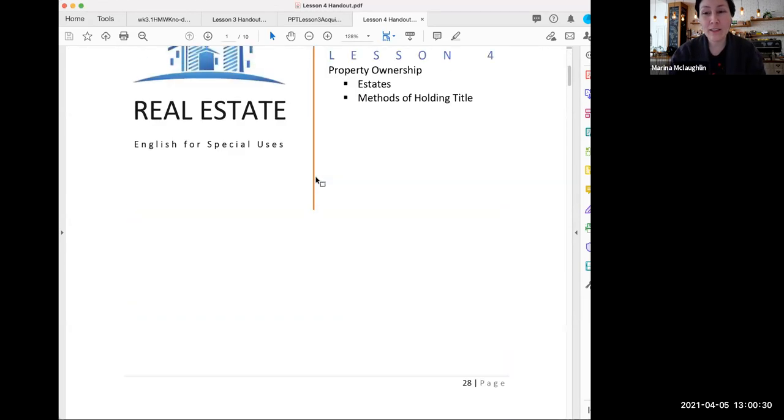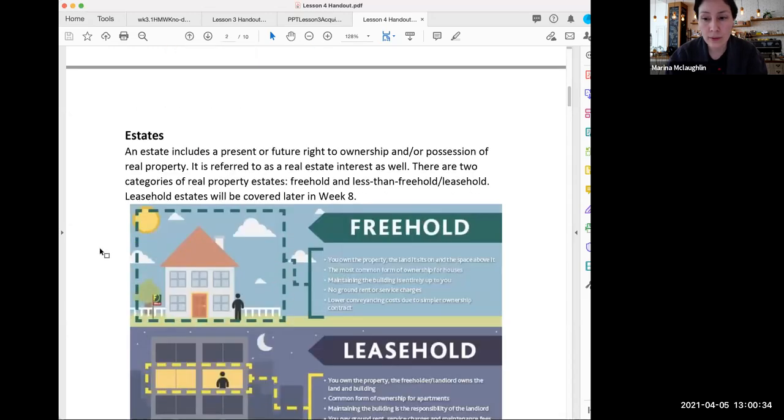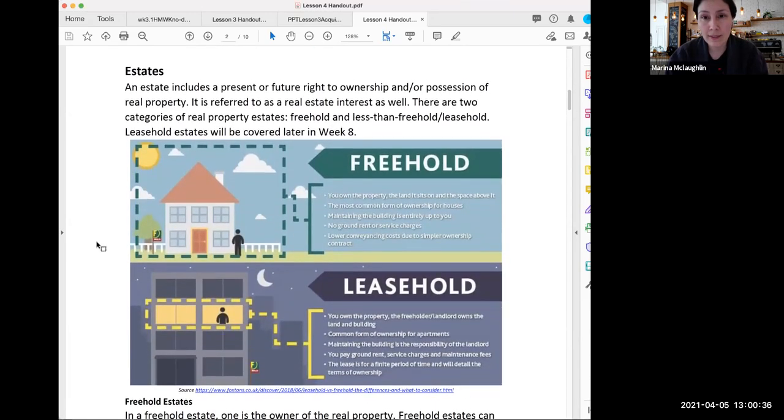Here we go. Lesson 4 is going to talk about estates and methods of holding title. It's a lot of information that we've already covered in some way or another, so this is just going to add to that. Let me have you read this part so you can practice your speaking and pronunciation. If you have a question on pronunciation while you read, please ask me.